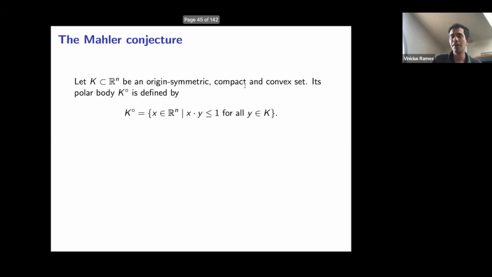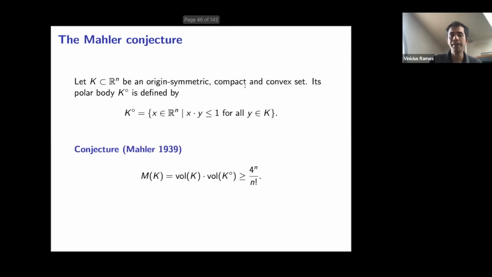Okay, so if you have a set like this, you can look at its polar body. So the polar body is the set of points whose inner product with everything in K is less than or equal to 1. And another way to think of it is, if K is a compact convex set that's origin symmetric, you can think of K as the unit ball of some norm. So K defines a norm. And the polar body is the unit ball of the dual norm.